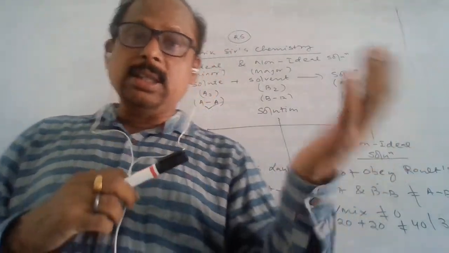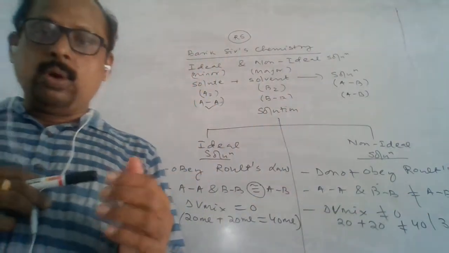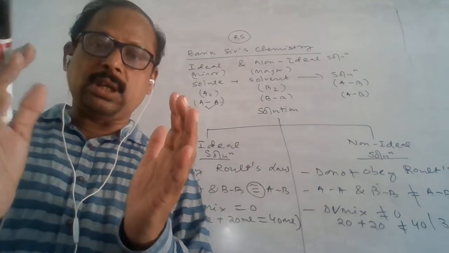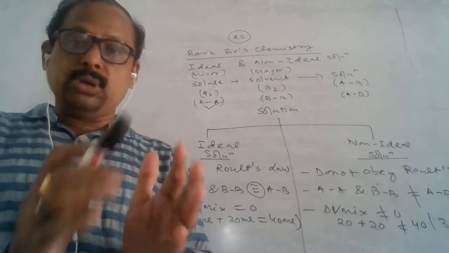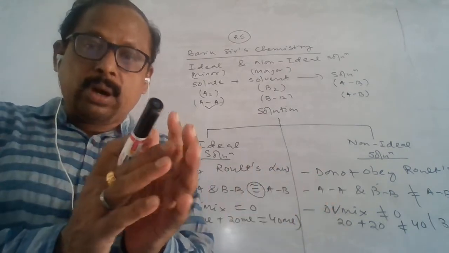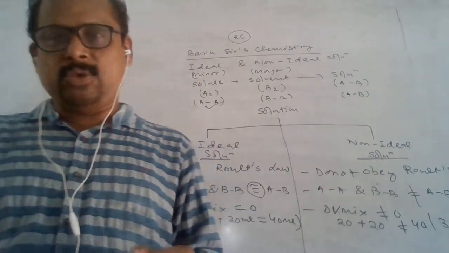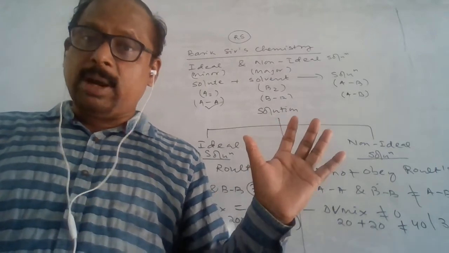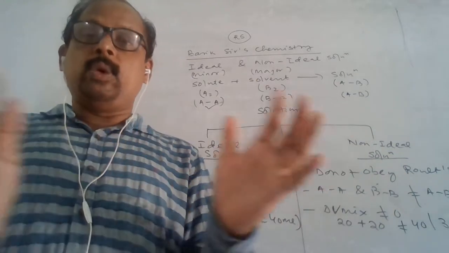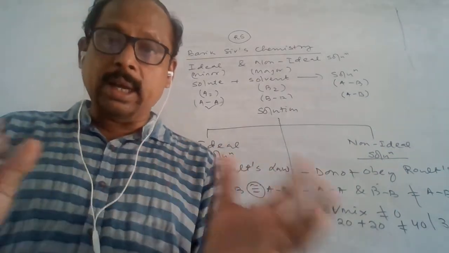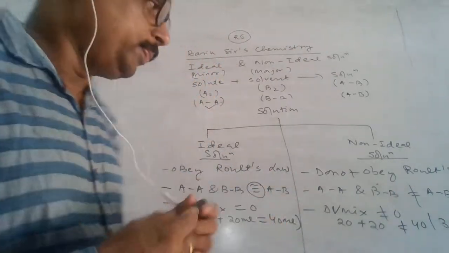If it is increased, there is expansion of the volume. If it is decreased, that is contraction of the volume. When the force of attraction between the solute and solvent increases, the volume will contract. If the force of attraction between the solute and solvent decreases, then the volume will expand. Clear? So when the force of attraction between the solute and solvent is more, contraction takes place. When it is less, expansion takes place. That's why it is not equal to 0.